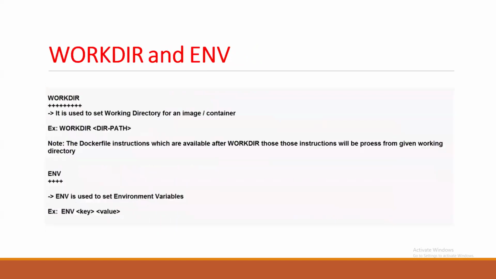WORKDIR and ENV. WORKDIR is used to set the working directory for an image or a container. The Dockerfile instructions which are available after WORKDIR will be processed from the given working directory. ENV is used to set the environment variable. WORKDIR means we can move to this path.